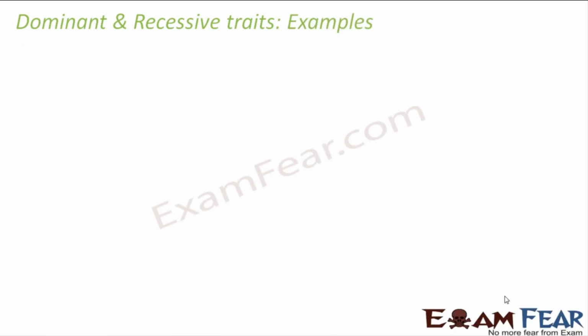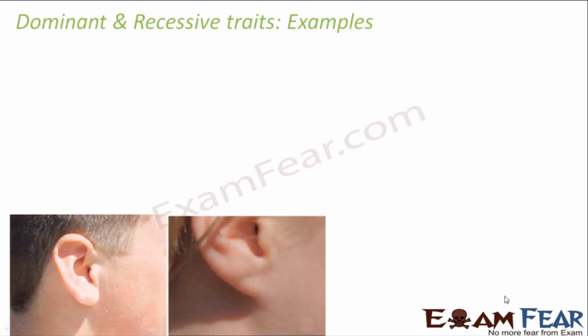Let us first look at some examples of dominant and recessive traits so that this becomes very, very clear in your mind. For example, the earlobes: I just spoke about free earlobes and attached earlobes. Most people have a free earlobe, and the attached earlobe is less common, less seen in people. So the free earlobe is a dominant trait, whereas the attached earlobe is a recessive trait.